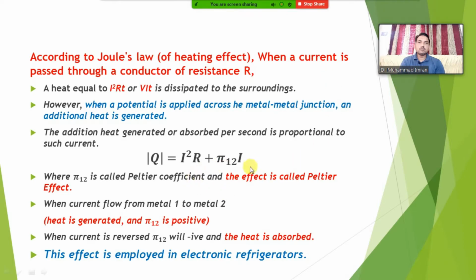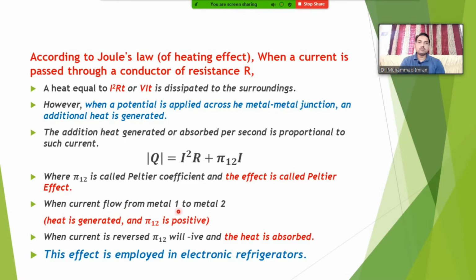So this term is for the Peltier effect, and this constant is called the Peltier coefficient, phi 1 2, for metal 1 to metal 2. This is called the Peltier effect. When you apply the potential difference, the result is the generation of some heat. So when current flows from metal 1 to metal 2, the heat is generated, and phi 1 2 is positive.